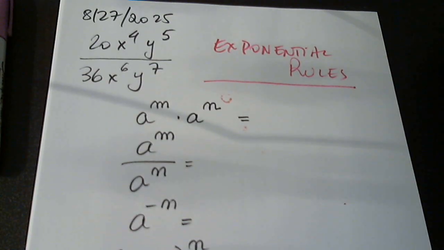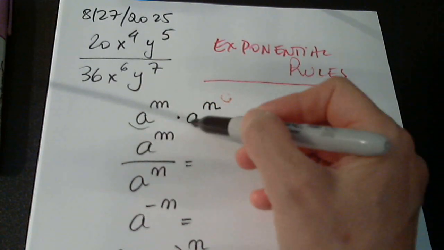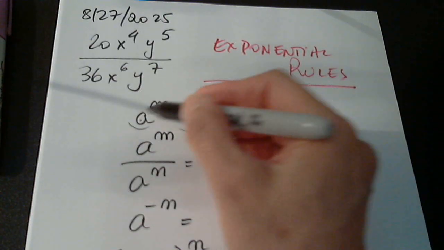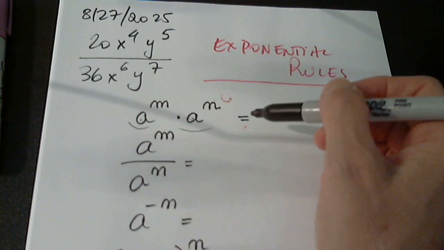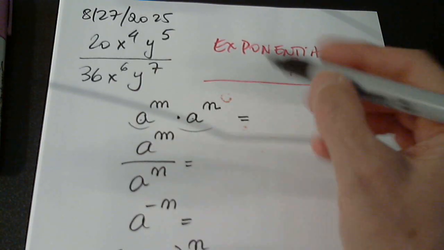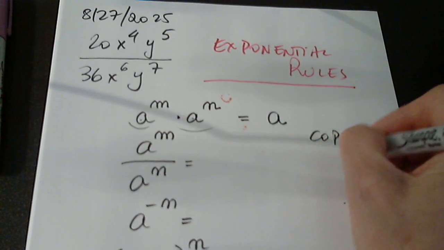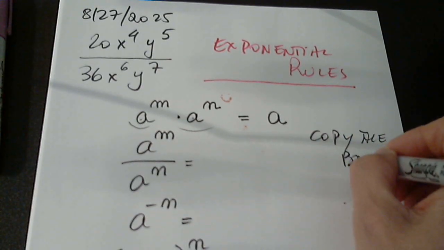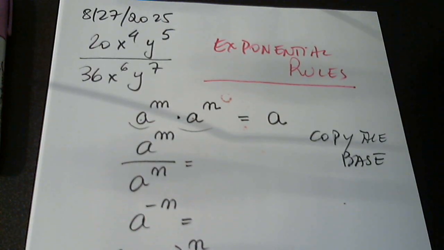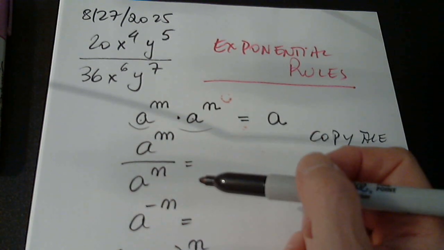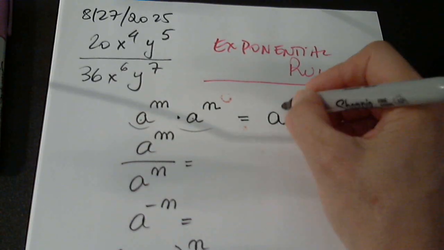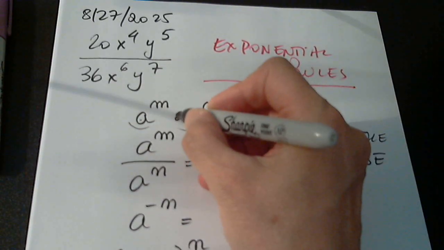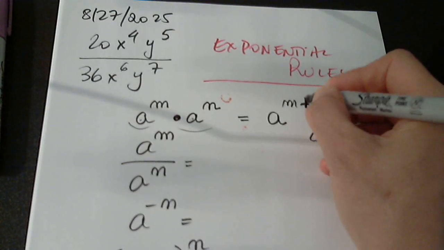Okay? So here we're multiplying 2 exponential notations. They have to have the same base. If they don't have the same base, we cannot proceed. But they do have the same base. We copy the base. Nothing happens to the base. What happens to the exponents? Anyone remembers? Addition. Yes, m plus n. So when we have multiplication here, we have addition for the powers.